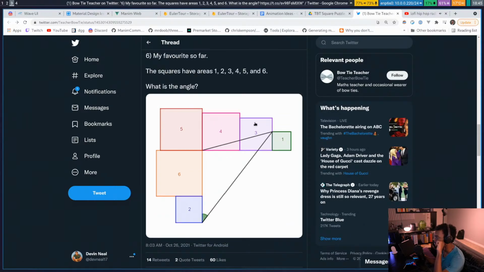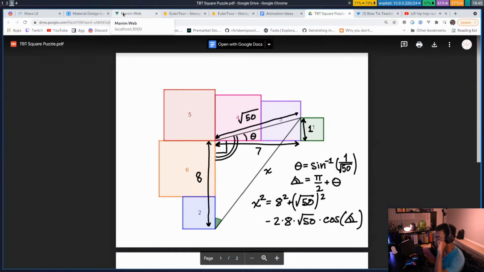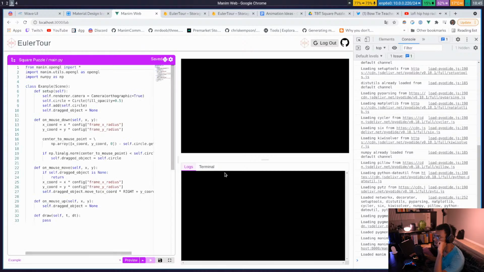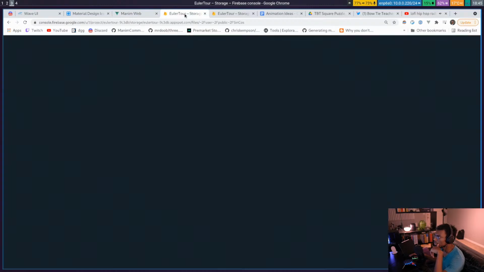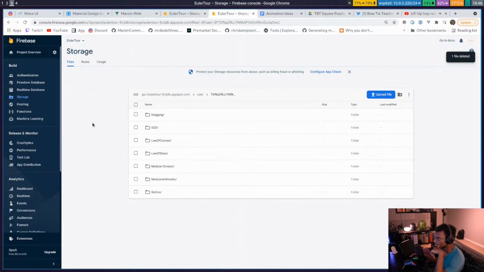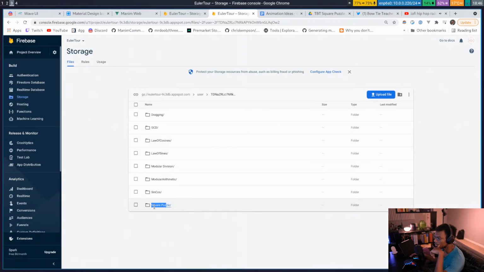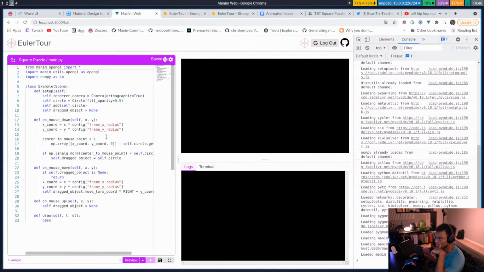Maybe I could do another one too. I'm just gonna start with this one and try to animate it well. So I'll just call it a square puzzle. Probably as good a name as any, and then this should be saved in my storage. Like so. Okay, so I think that's working.